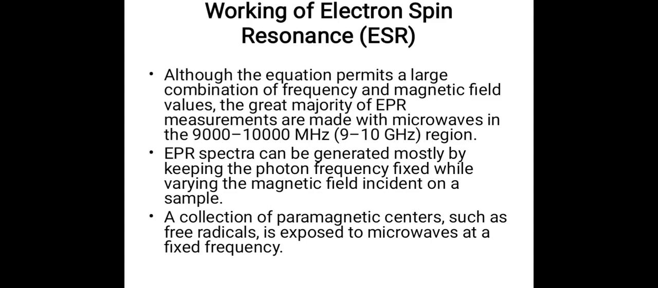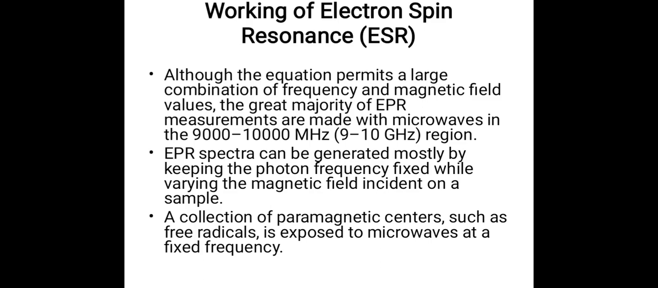Since there are typically more electrons in the lower state, due to the Maxwell-Boltzmann distribution, there is a net absorption of energy. It is this absorption that is monitored and converted into a spectrum. ESR or EPR technique is applicable to free radicals and compounds containing unpaired electrons.